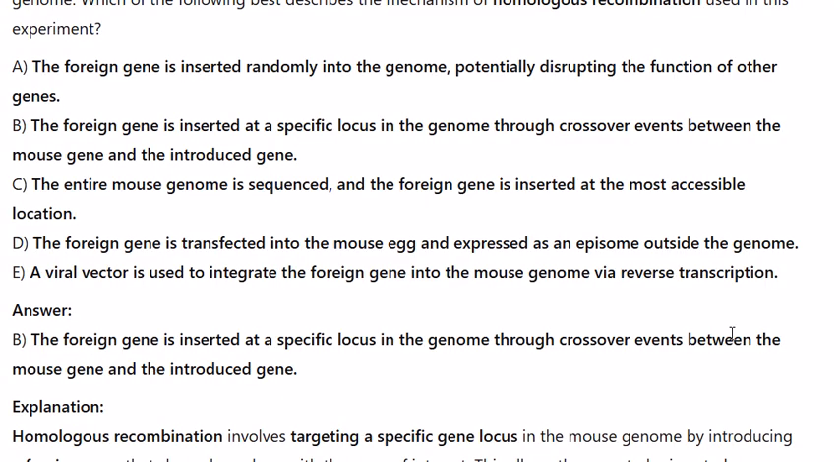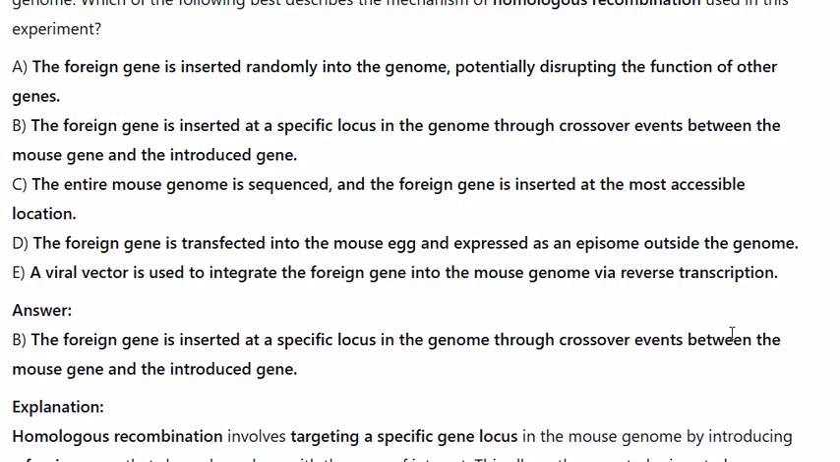B. The foreign gene is inserted at a specific locus in the genome through crossover events between the mouse gene and the introduced gene. C. The entire mouse genome is sequenced, and the foreign gene is inserted at the most accessible location. D. The foreign gene is transfected into the mouse egg and expressed as an episome outside the genome. E. A viral vector is used to integrate the foreign gene into the mouse genome via reverse transcription.